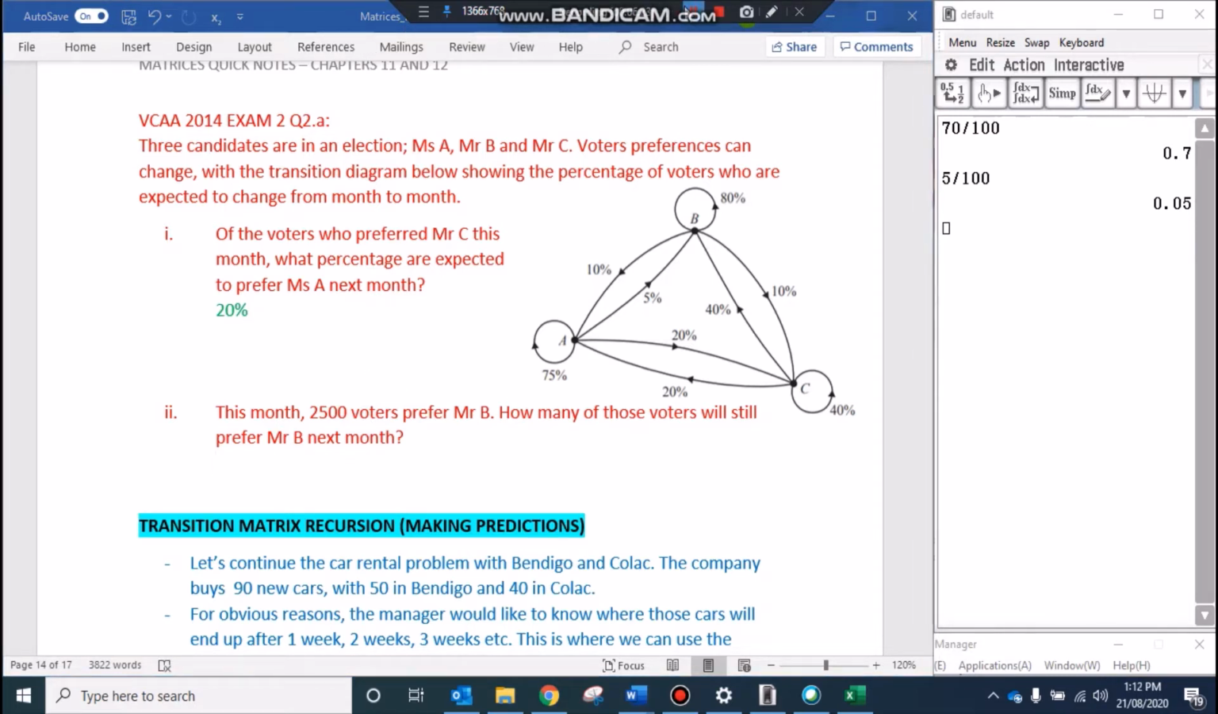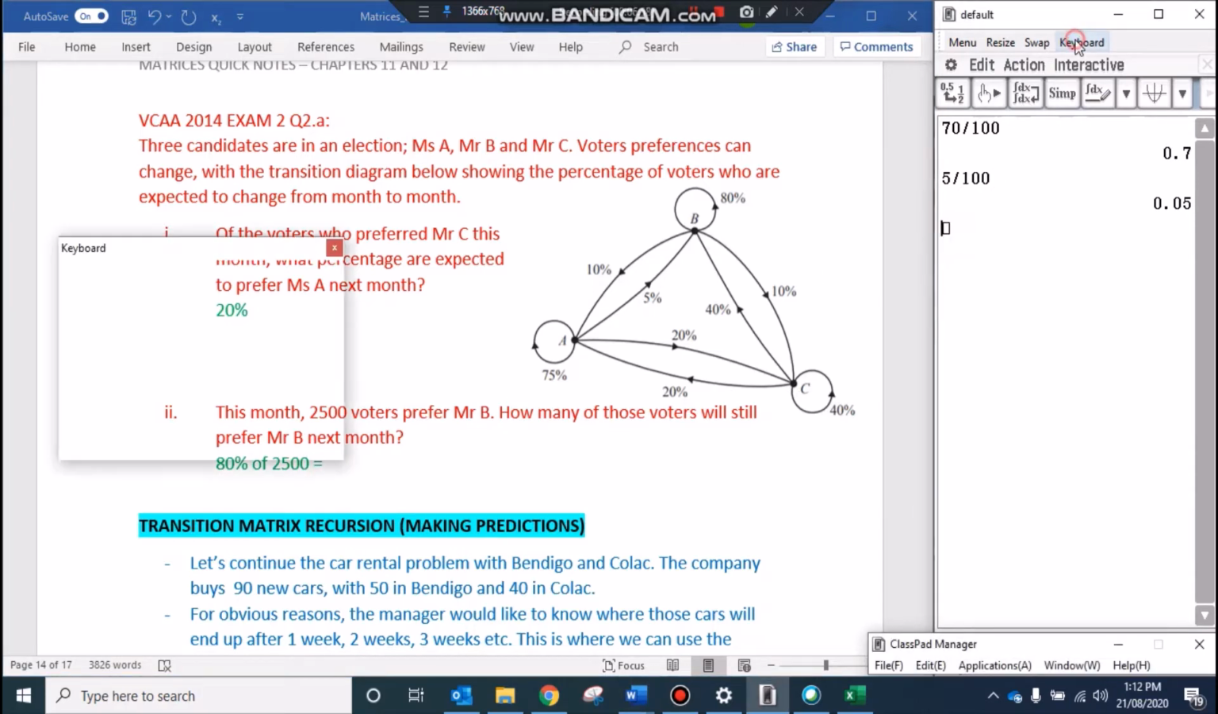The second part of the question says that this month there are 2,500 voters who preferred Mr. B. So we're looking at Mr. B for now. How many of those voters will still prefer Mr. B next month? So we're looking at from B this month to B next month. So we're looking at the loop that goes from B to B, and we see it's 80%. So we know that 80% of those 2,500 voters will prefer Mr. B next month.